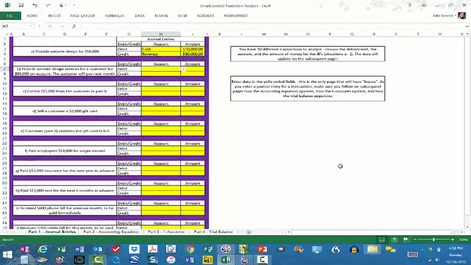So here now we have transaction B, where we provide some design services for a customer for $30,000 on account. And what on account means is that they haven't actually given us the money yet. So we're going to debit accounts receivable instead of cash because we haven't received this money yet. We have provided the service, so it is revenue. So we will again credit revenue for $30,000.